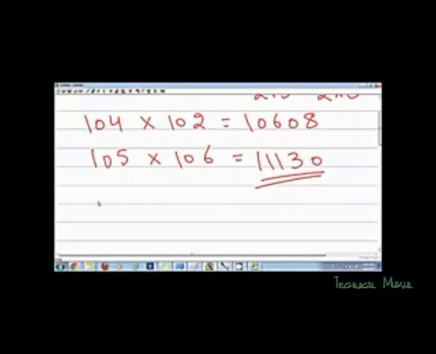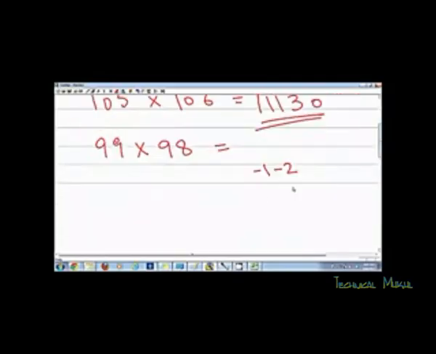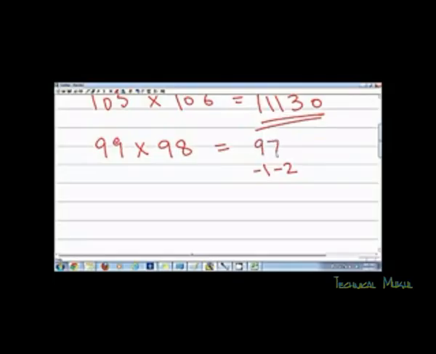If I have a number less than 100, for example 99, and I want to multiply by 98, in this case we have 1 less than 100 and here 2 less than 100. So what we do is first write minus 1 minus 2, and that is equal to minus 3. We subtract that from 100, so that will be 97, and then multiply these two numbers together: minus 1 into minus 2 is equal to 2. So the answer is 9702.